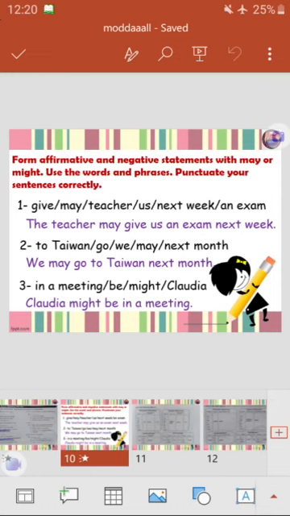Number 2, again, we start with the subject or the pronoun, which is we. Then the modal verb, which is may. Then go, which is the base form of the verb. Then the rest of the sentence. So it will be, we may go to Taiwan next month.